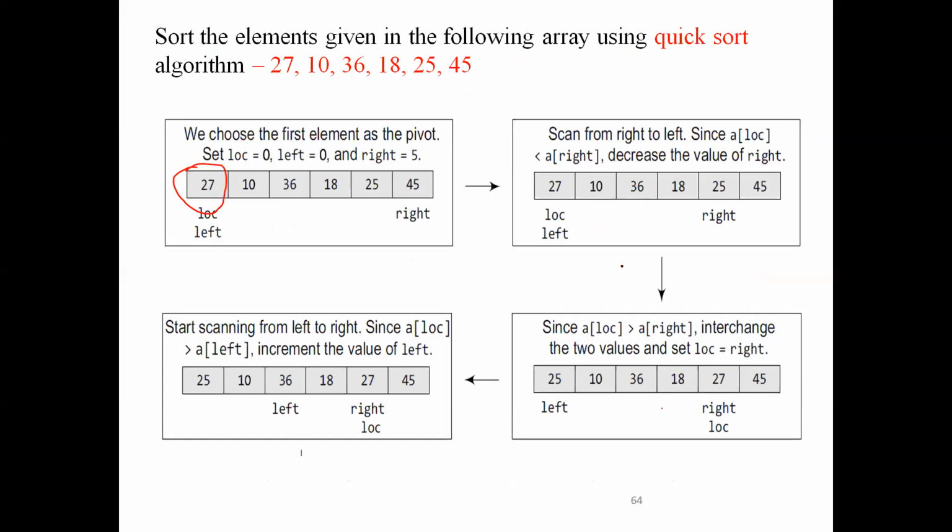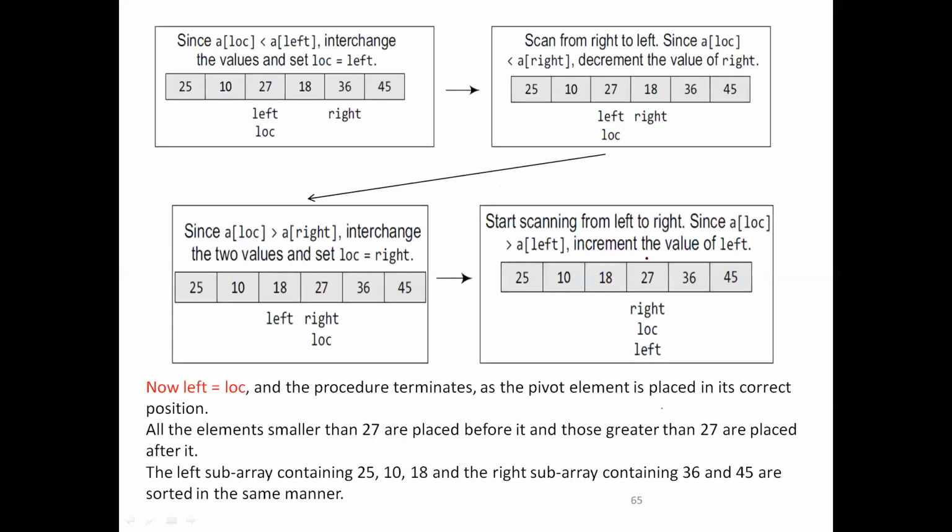At one stage, what happens after applying the algorithm? The 27 will come into one position. It means that the right, pivot, and left will point to the same index. It means that you have to stop this pass. It does not mean the whole algorithm is stopped. You have done only one pass. You have completed one pass.